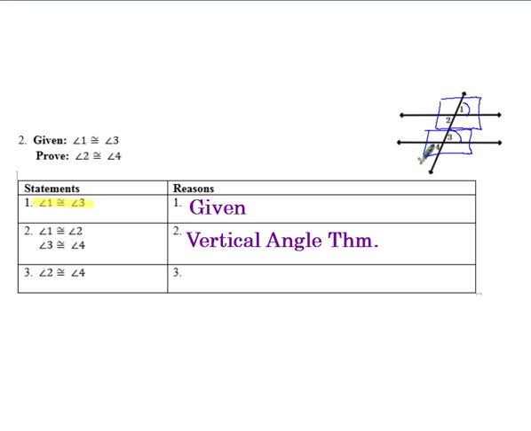So now finally, we're jumping down to 2 is congruent to 4. So for this, if 1 is congruent to 2, that means I can substitute. And if 3 is congruent to 4, that means I can substitute and say 2 is congruent to 4. That's a substitution.